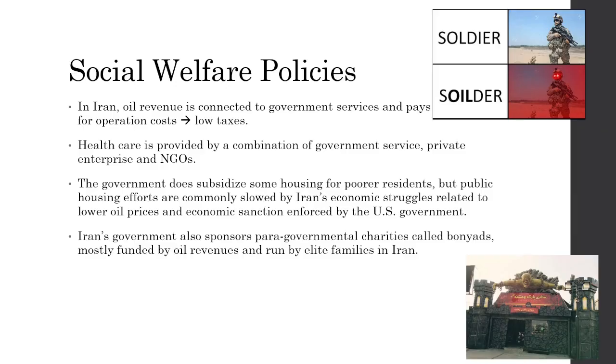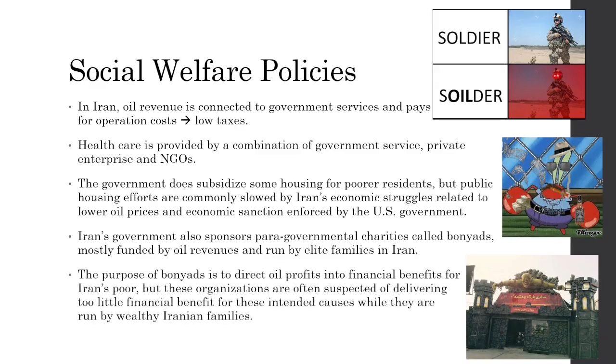Iran's government also sponsors para-government charities called bonyads. And these are mostly funded by oil revenues instead of taxes. And they're run by elite families in Iran. And that's caused some debates over corruption within the country, over how these charities function and who gets their provisioning. The purpose of these bonyads is to direct the oil profits into financial benefits for the poor, but they are suspected of delivering too little financial benefit for those intended causes, while they are run by the wealthy Iranian families. So they might be taking a little dollar or two into their own pockets.